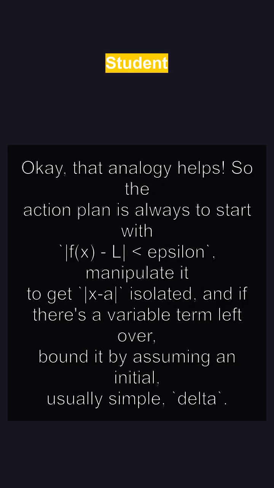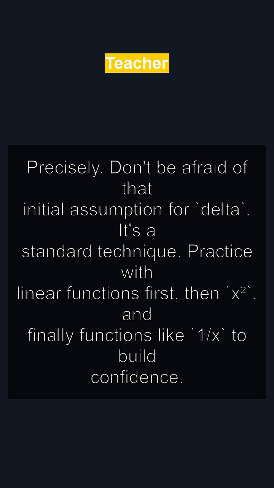Okay, that analogy helps. So the action plan is always to start with |f(x) - L| < epsilon, manipulate it to get |x - a| isolated, and if there's a variable term left over, bound it by assuming an initial, usually simple, delta. Precisely. Don't be afraid of that initial assumption for delta. It's a standard technique. Practice with linear functions first, then x^2, and finally functions like 1/x to build confidence.